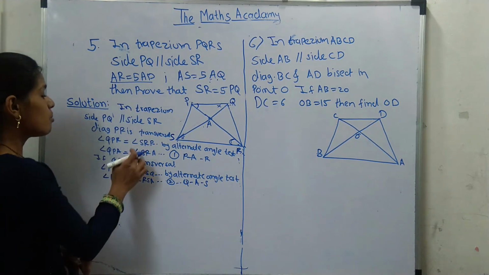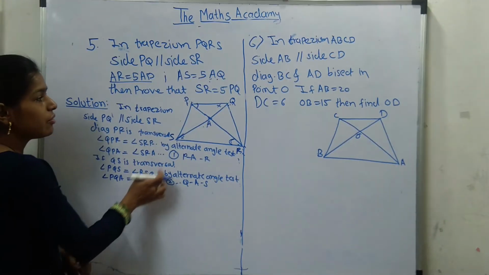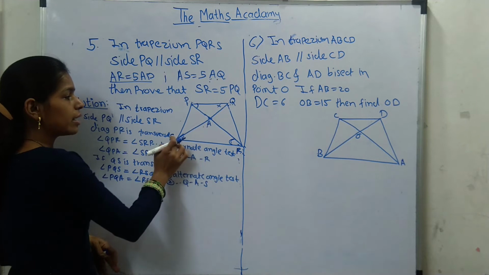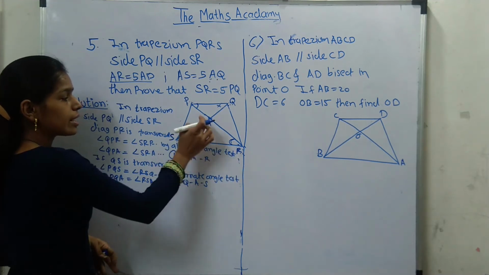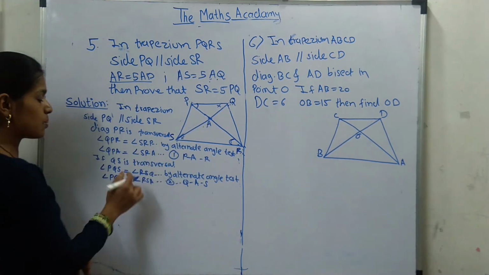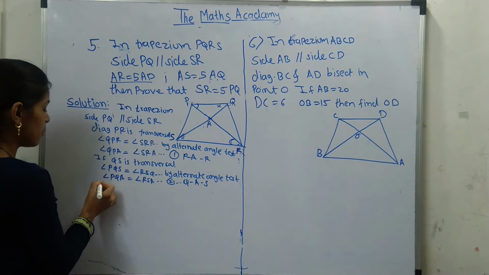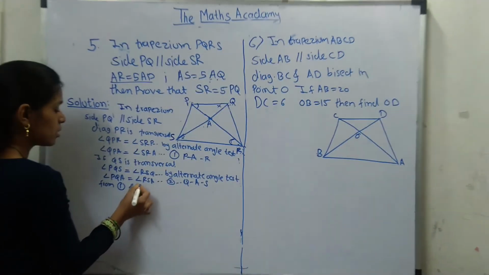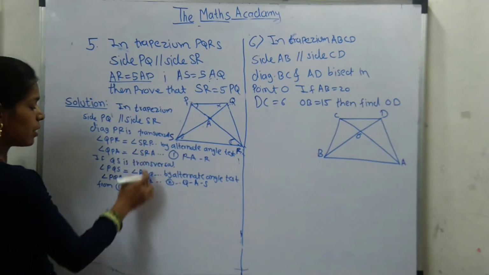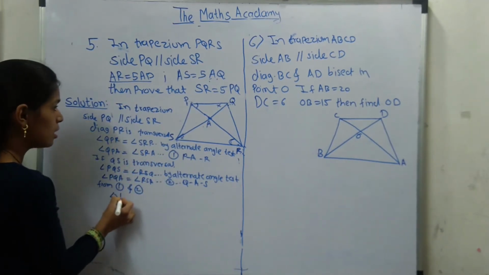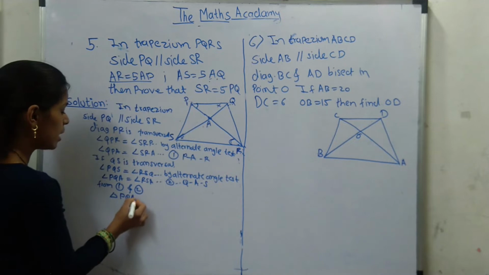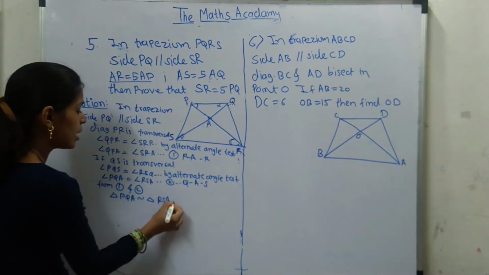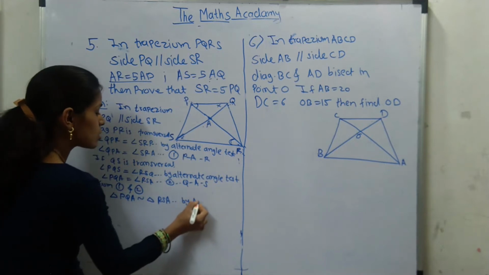Now by using first and second we can prove that triangle PQA is similar to triangle RSA by the AA test of similarity. From 1 and 2, what can we write? From 1 and 2, triangle PQA is similar to triangle RSA by AA test of similarity.